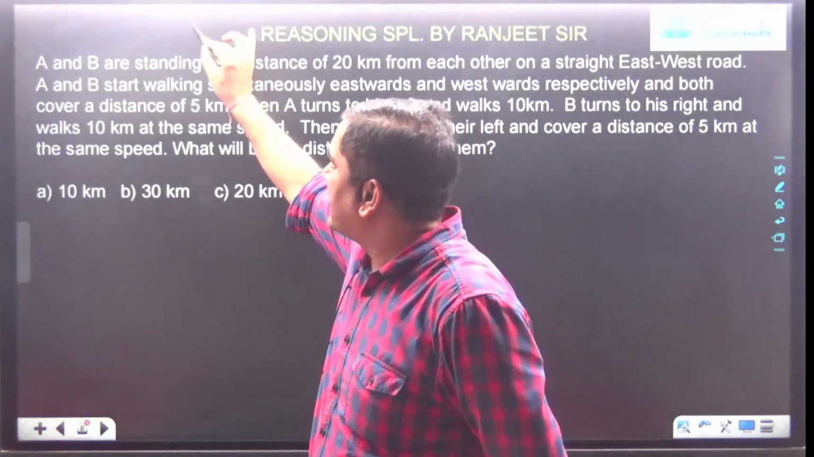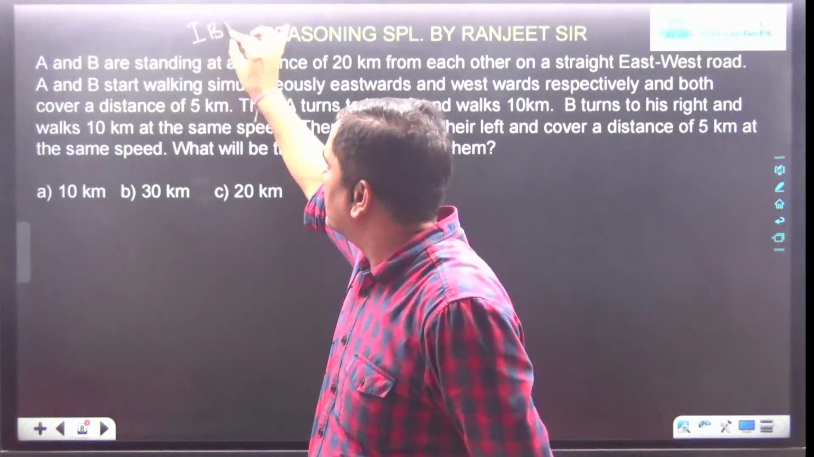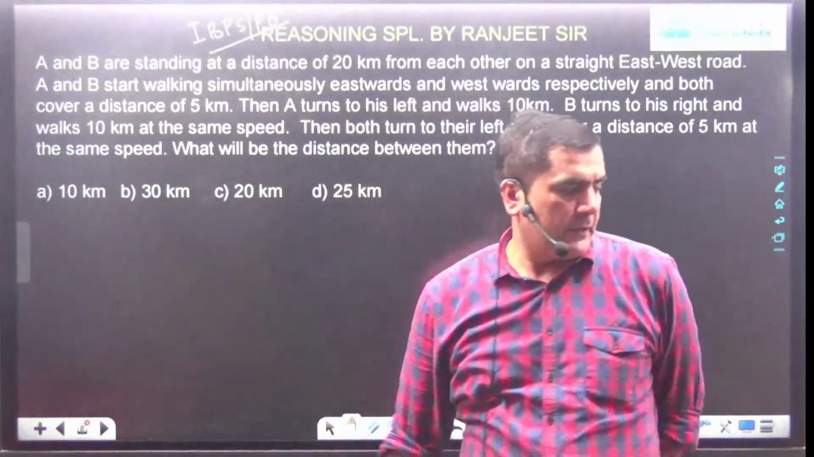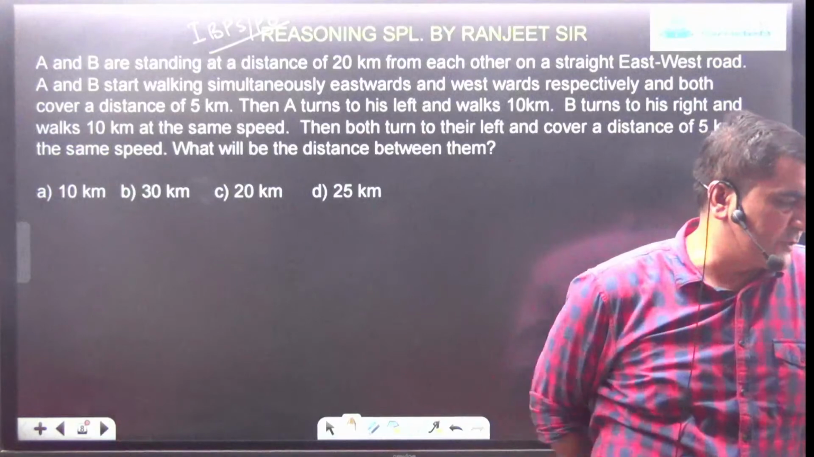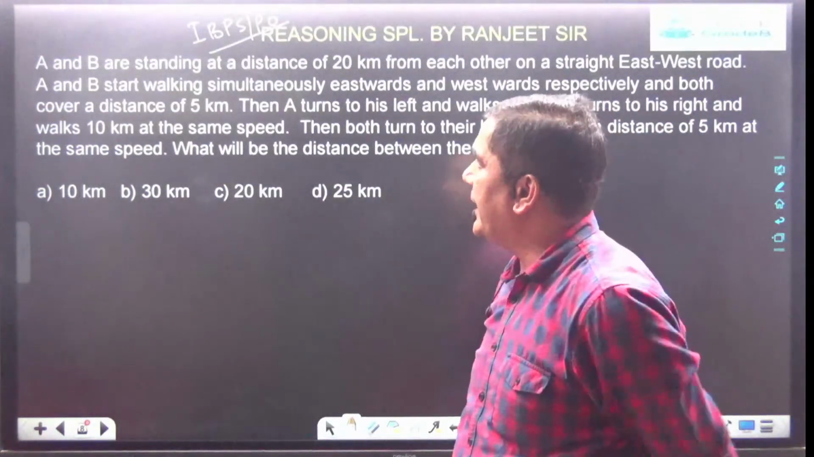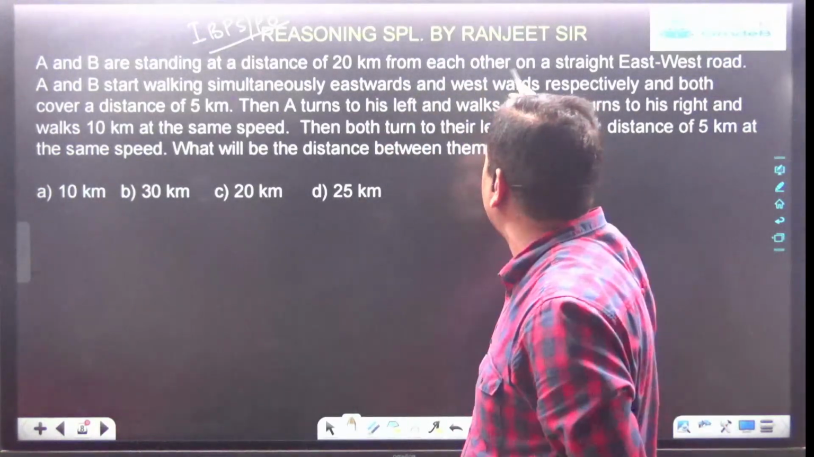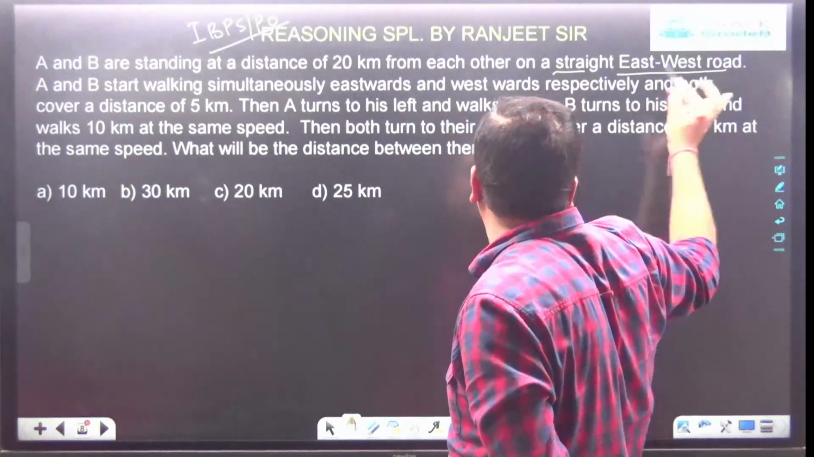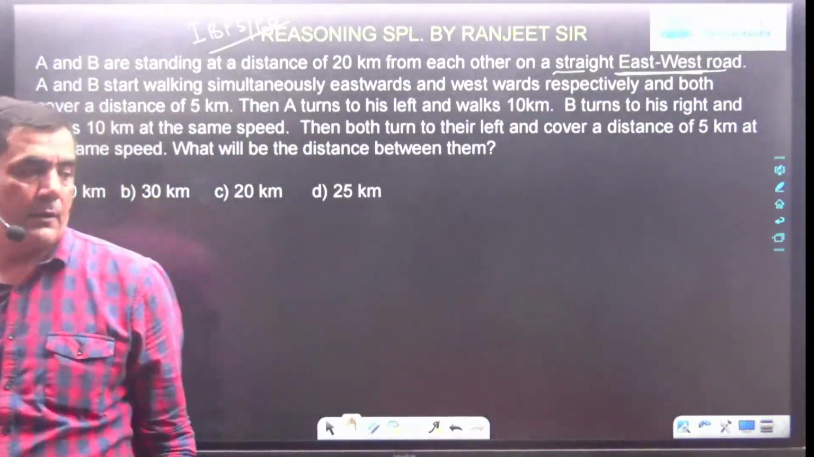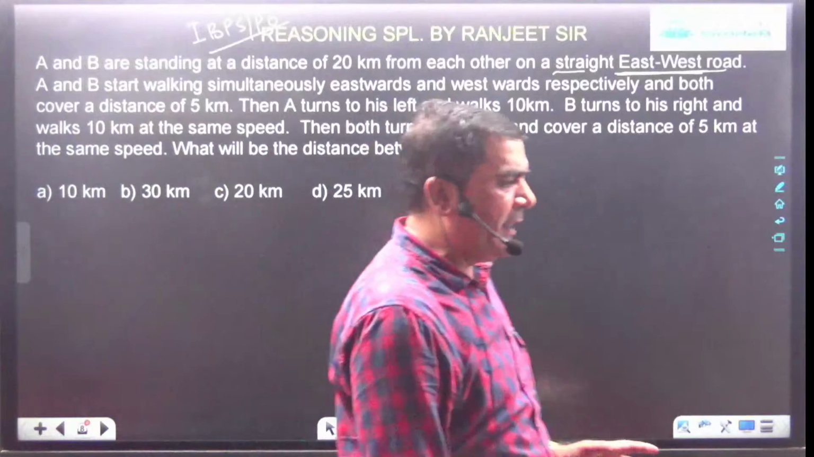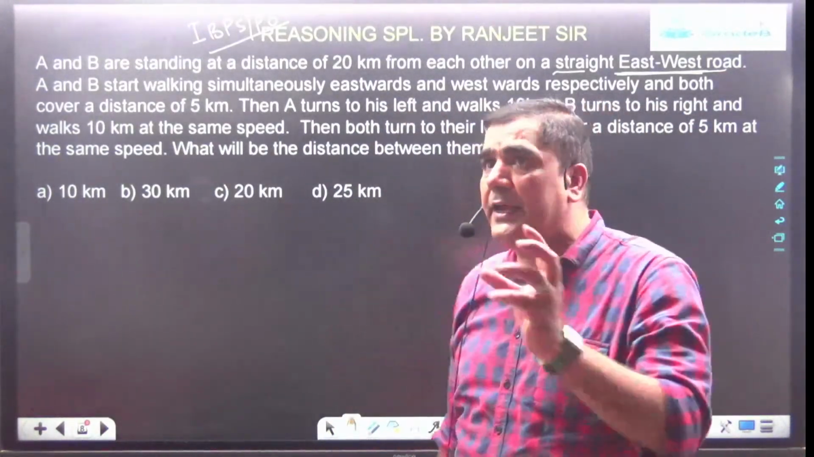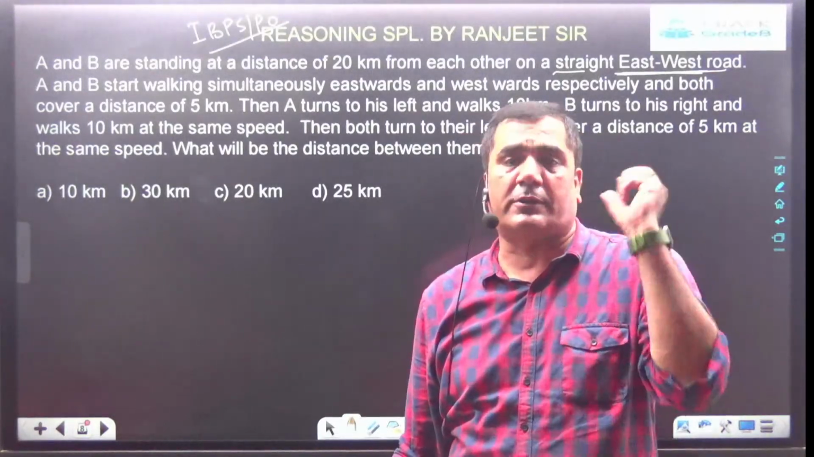Let's go for question number 2. This question was asked in IBPS PO. In IBPS PO, they have asked this question. Now here they are saying A and B are standing at a distance of 20 kilometers from each other on a straight east-west road. What is the meaning of this word east-west road?